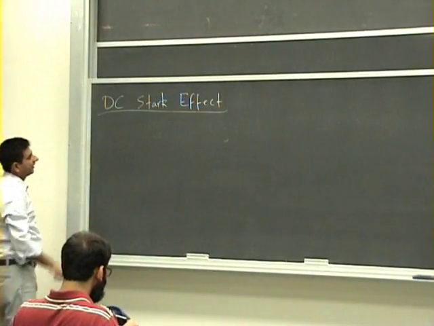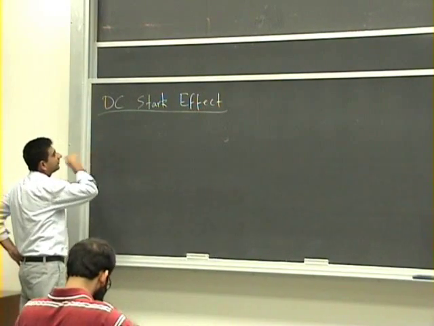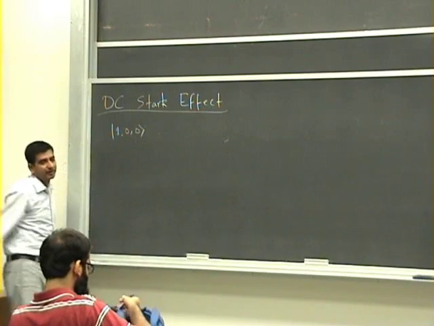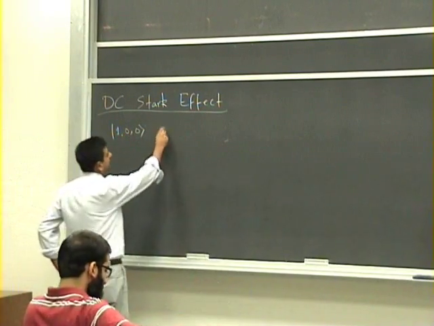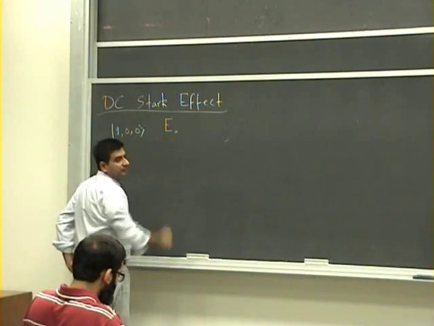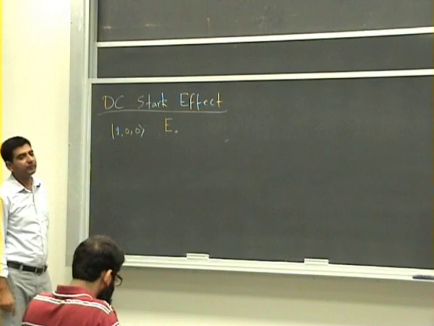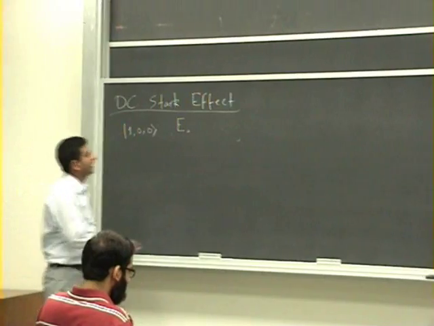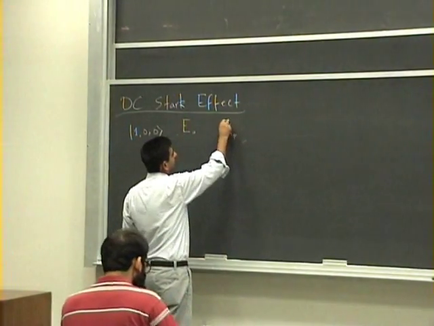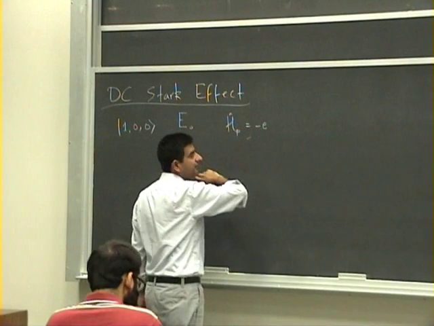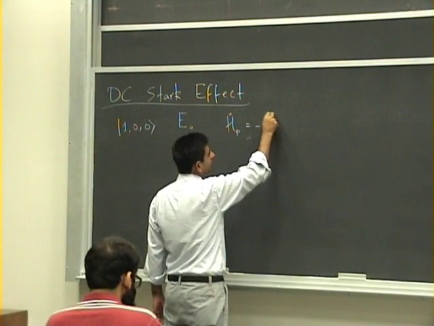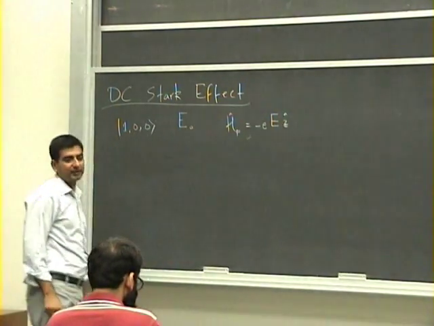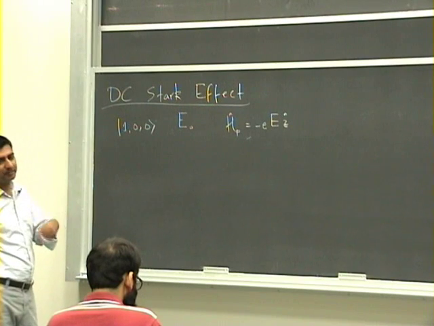Degenerate perturbation theory. First of all, we considered that if an electron is in the 1, 0, 0 state, that is the ground state of the hydrogen atom, it has a certain energy, E0. Up to first order, if we place this hydrogen atom inside an electric field, the perturbative Hamiltonian becomes minus E0, or electric field, times the Z operator, if the electric field is applied along the Z direction, because the application of the electric field breaks the symmetry.